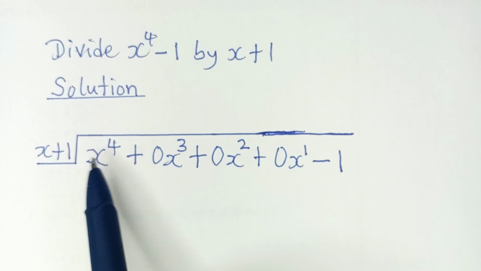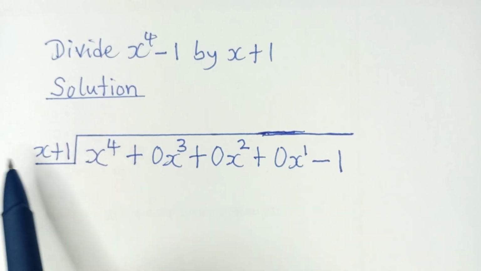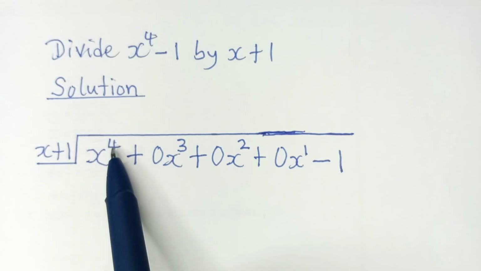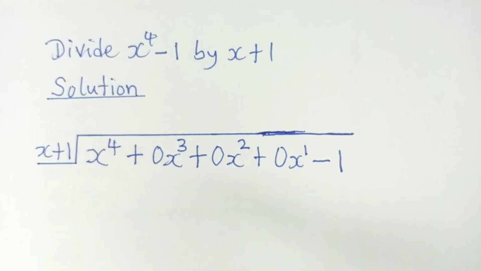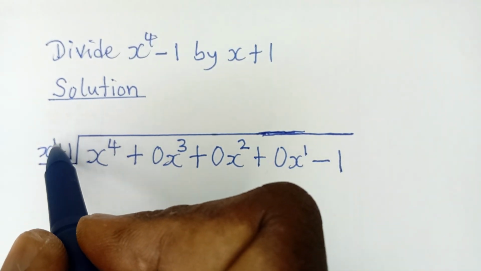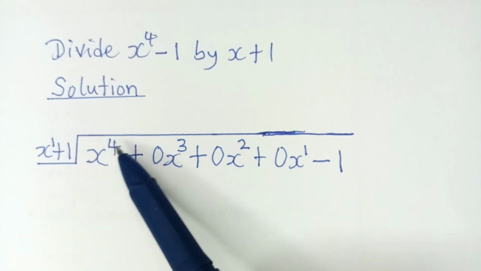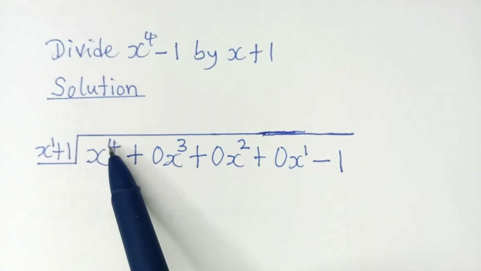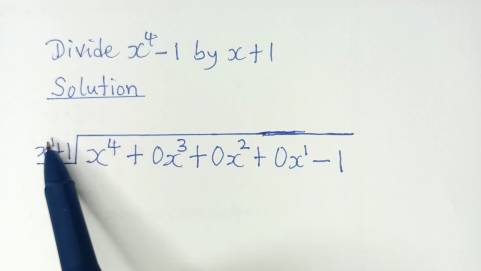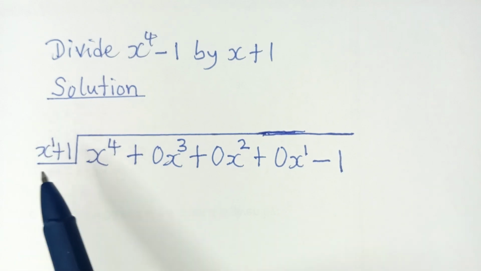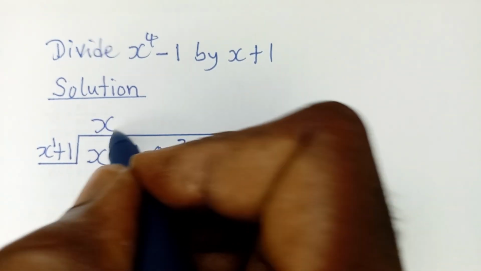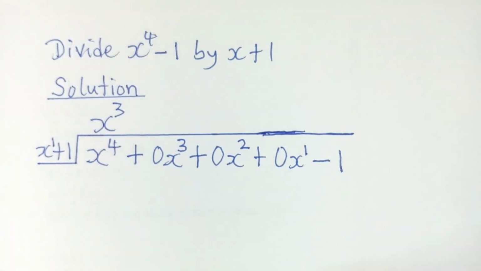So x raised to power 4 divided by x will give us x raised to power 3. Don't forget, according to the law of indices, the powers will subtract when you are dividing. So this is like x raised to power 1. When you say x raised to power 4 divided by x raised to power 1, you simply need to subtract the power. So 4 minus 1 gives you 3. So this will be x raised to power 3.